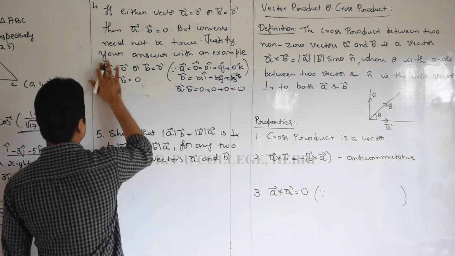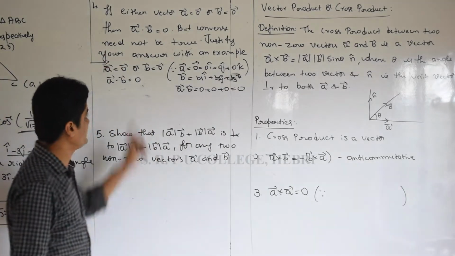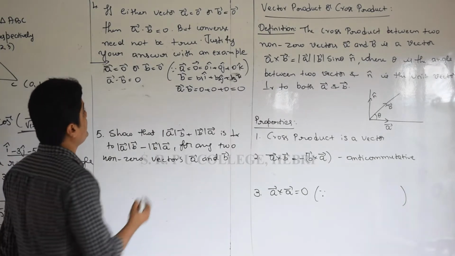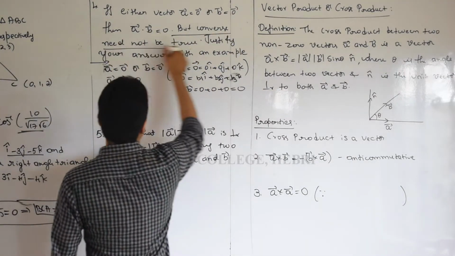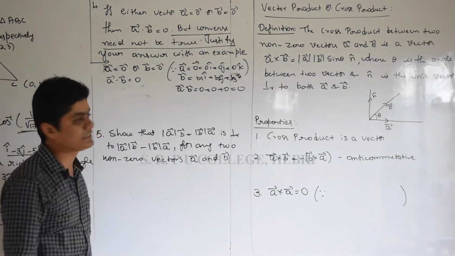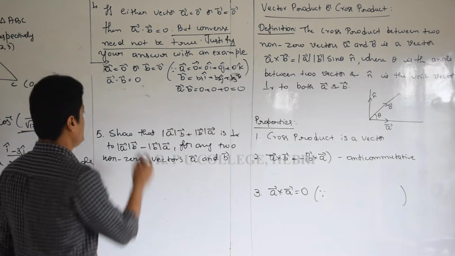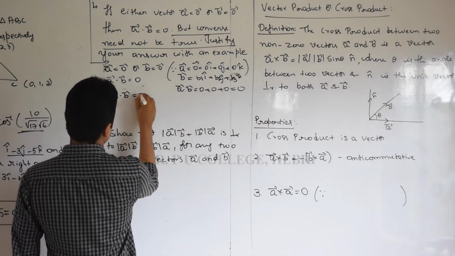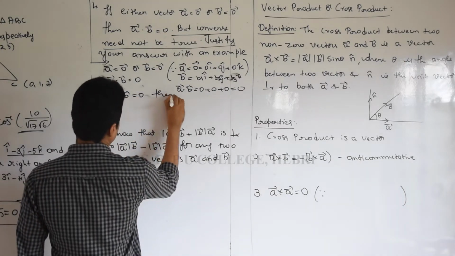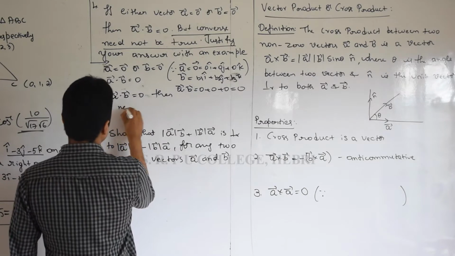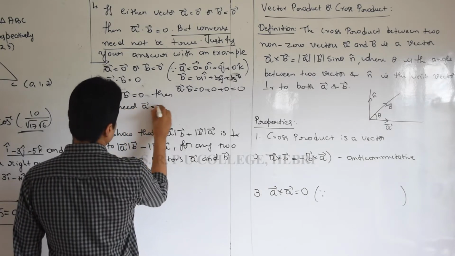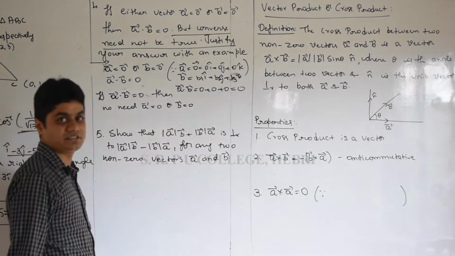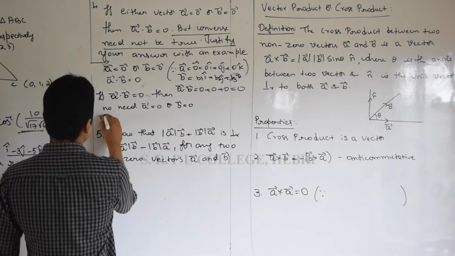First part works, right? If one of the vectors is 0, definitely the dot product is 0. No confusion. But the converse need not be true. Justify your answer with an example. The converse means: if vector A dot B is equal to 0, then it is not necessary that vector A is equal to 0 or vector B is equal to 0. It is not compulsory. For example, take vector A is equal to i.